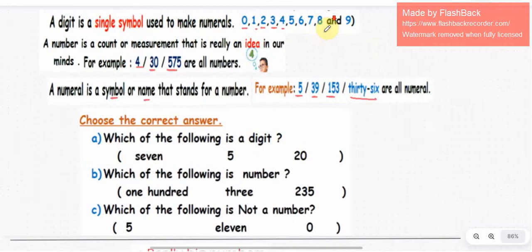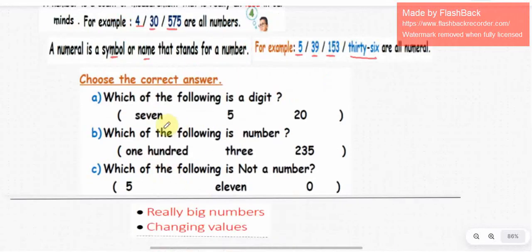Let's solve these questions together. Choose the correct answer. Letter A. Which of the following is a digit? A digit, we said, is a single symbol, so no letters. So I have to choose 5. Letter B. Which of the following is a number? A number is a digit or more and no letters. I have to choose 235. Letter C. Which of the following is not a number? Not a number, a number has no letters. So I have to choose 11 because he said not a number.